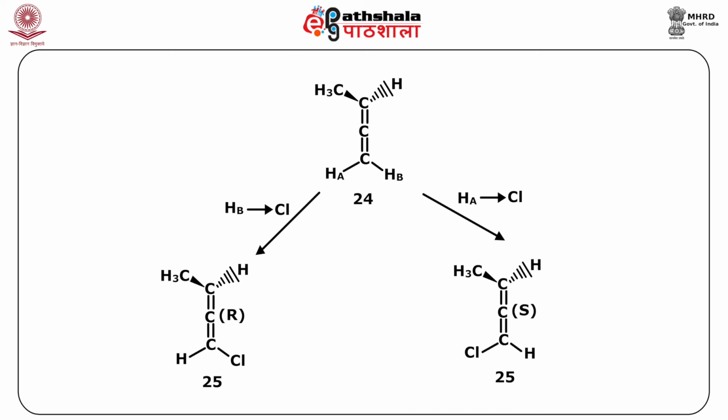Let us take another example, the substituted allenes. If we substitute the hydrogen atoms HA and HB by deuterium atoms or different ligands which give a pair of enantiomers, we can say that ligands HA and HB are enantiotopic in nature. This is also shown to you here clearly in the figure.